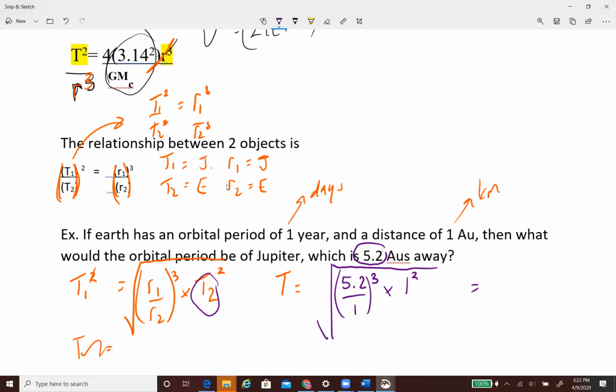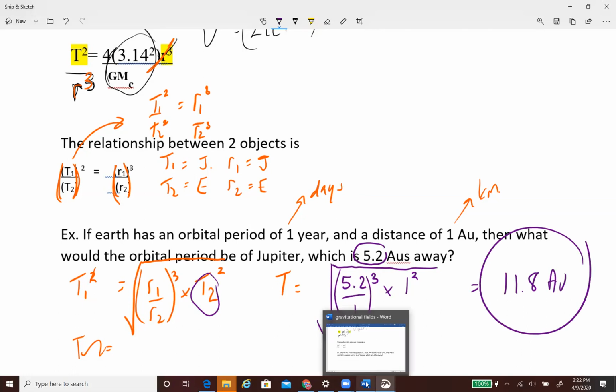$11.8. 11.8? Yeah. Very good. Now, what's interesting is we can apply this to any planet. Again, you just have to compare it to a planet that's known. The reverse is also true. If we know its orbital period, we can predict its orbital radius.